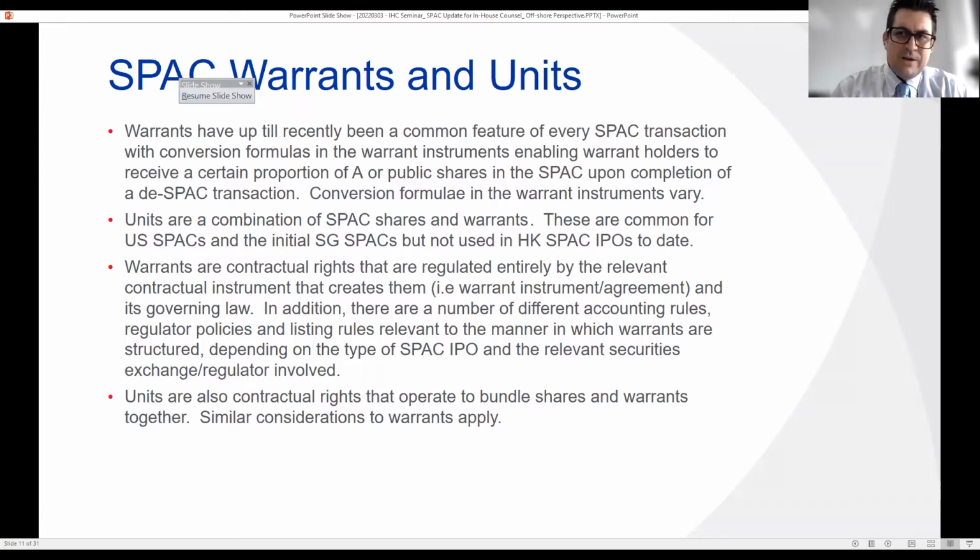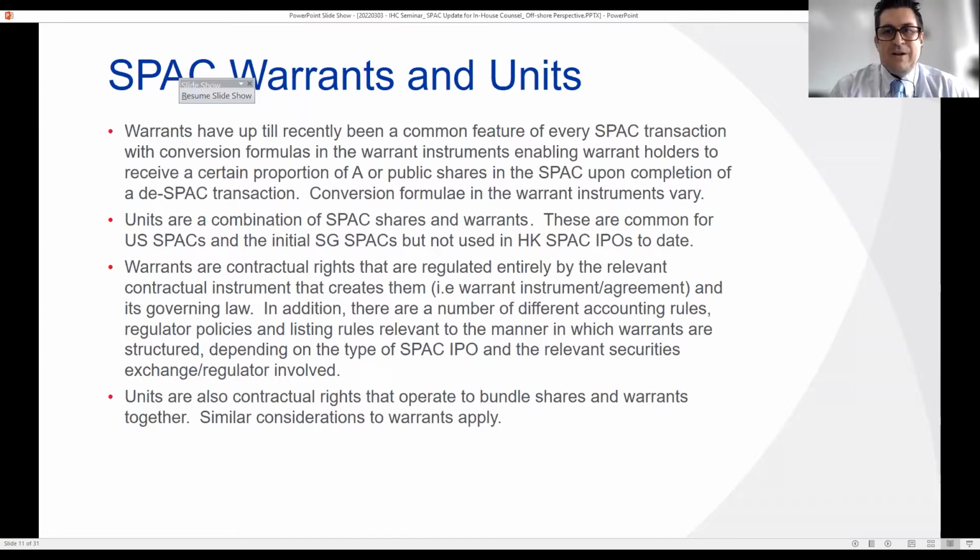Being contractual rights, the way that they're established or created is by way of contractual documents, warrant instruments, warrant agreements, unit agreements, and the terms and conditions in those documents will set out how the warrants and units are intended to operate.